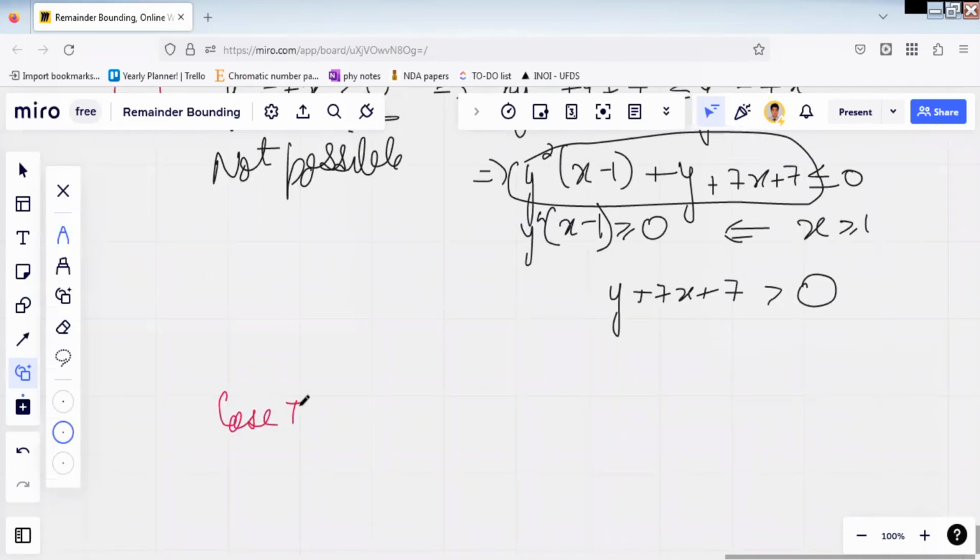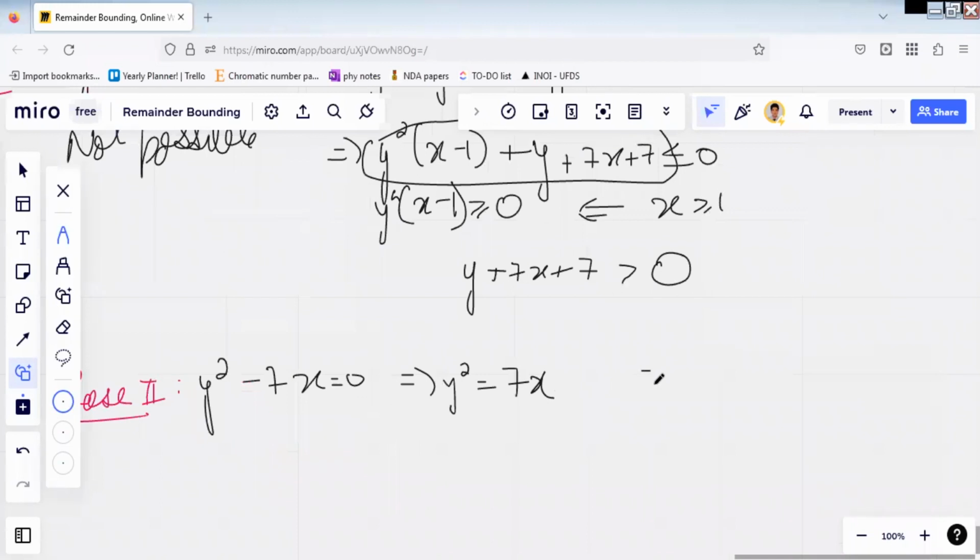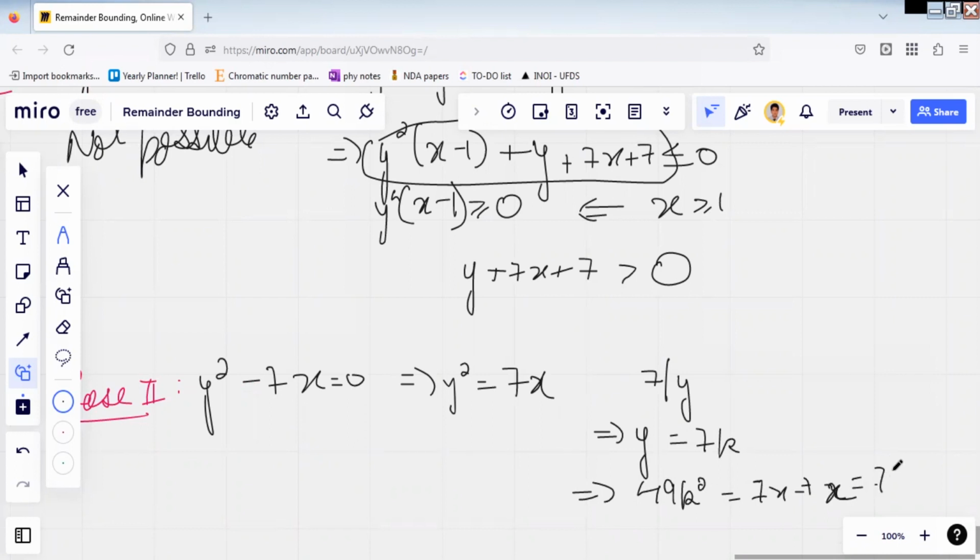Now, in the second case, let's take y square minus 7x to be 0. This means y square equals 7x. Notice that 7 should divide y, which means we can write y to be 7k. This implies 49k square must be equal to 7x, which implies x should be 7k square.